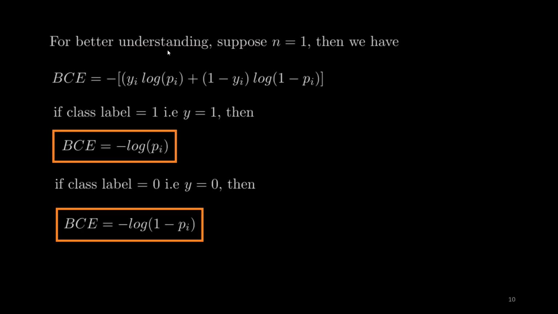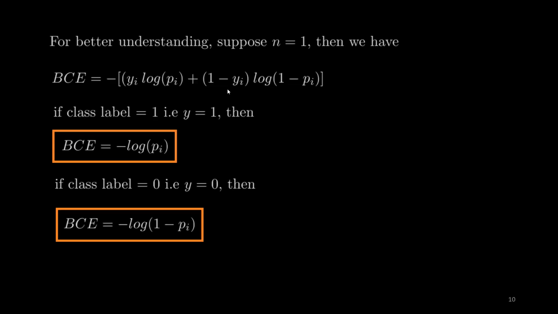Now for simplicity and for better understanding, suppose n is equal to 1, that is we have only one sample. So if we have only one sample, this is the form of binary cross entropy loss. Now again, we can see that we have 2 terms. Here we have a negative sign, but we have 2 terms. That is, this is our first term and this is our second term. Now the important thing is that we cannot use both terms simultaneously. That is, if y is equal to 1, we will use this term to calculate the loss, and if y is equal to 0, we will use this term after this plus sign in order to calculate the loss.